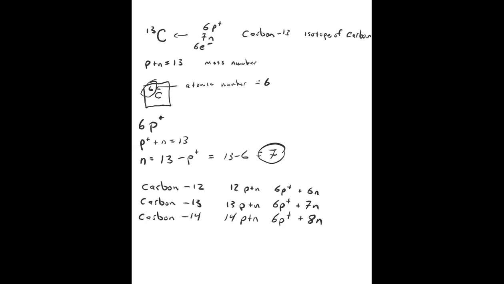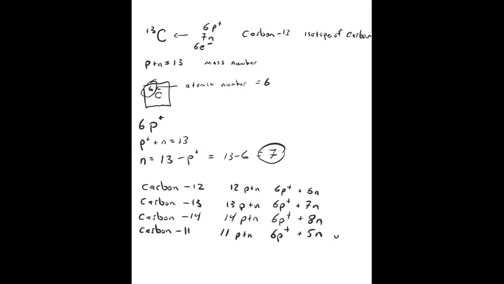And there's even one more. And this one does not occur naturally. This is generated in laboratories, medical laboratories in particular, to do what are called PET scans. So positron emission tomography uses carbon-11. So it's got 11 protons and neutrons. So 6 protons. So 11 minus 6 is 5. So it's only got 5 neutrons.